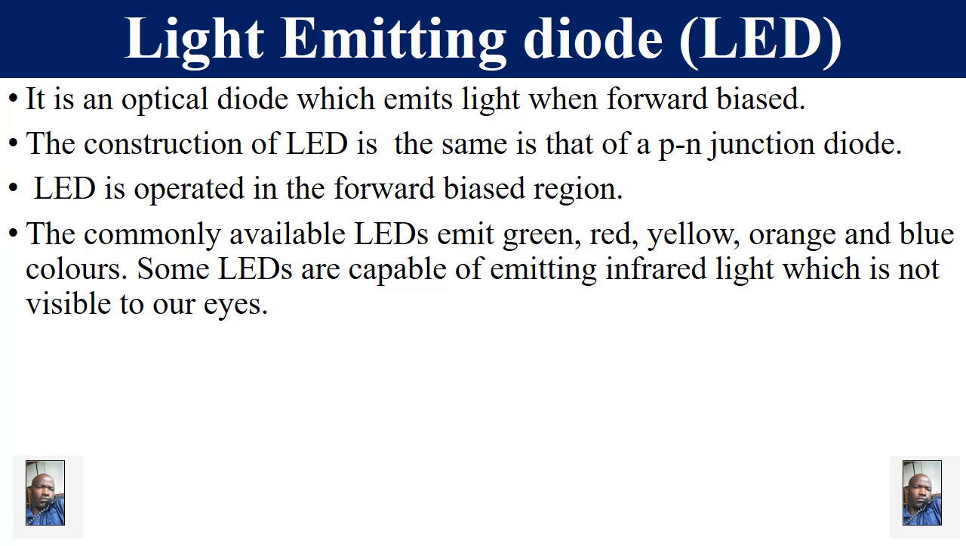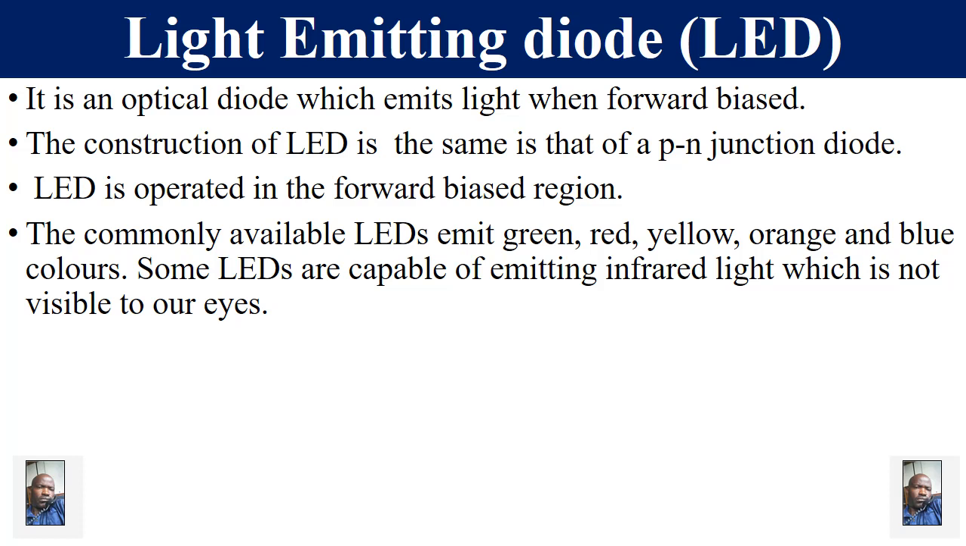So a light emitting diode is a light emitter. It is an optical diode which emits light when it is forward biased. That is a very important point. Why? Because when you are drawing a circuit, you must make sure that it is forward biased for it to be able to emit light or to operate.